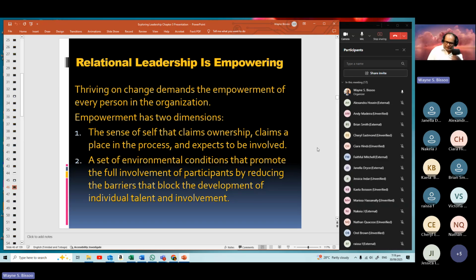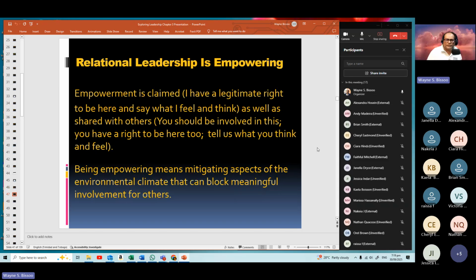Oftentimes, however, this type of thinking doesn't happen. Empowerment is something that is claimed by the individual who believes that they have a right to be in the organization, to feel and think the way they do, to say what they need to say, of course in a respectful manner, and that you have a right to act and work towards something.